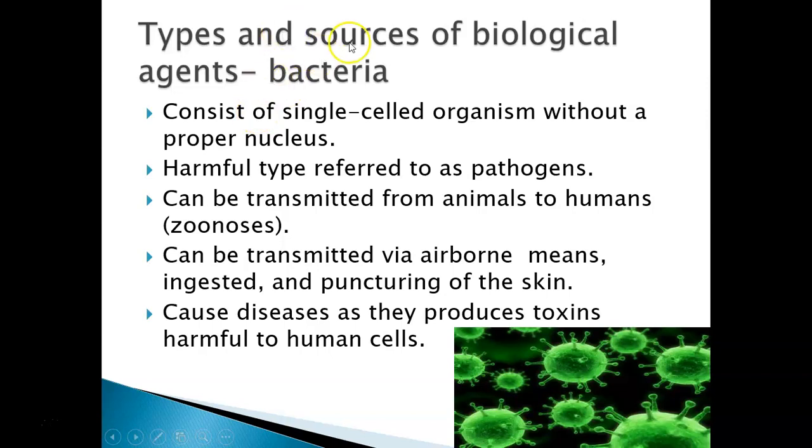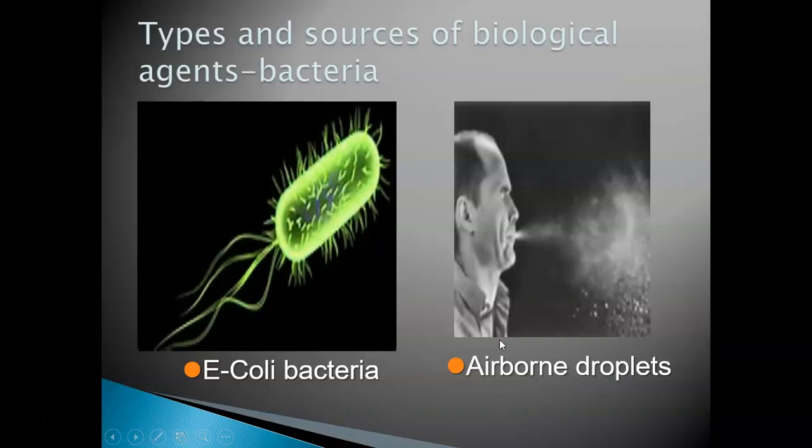Bacteria now, same heading. Types and sources of biological agents. Bacteria consist of a single cell organism without a proper nucleus. Harmful types are referred to as pathogens. Those that can be transmitted from animals to humans are referred to as zoonoses. They can enter by ingestion or puncturing of the skin, and cause diseases as they produce toxins harmful to the human body.